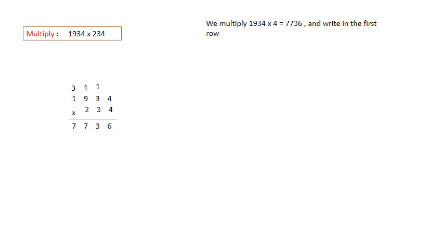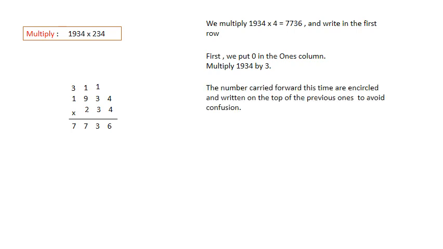Now same thing, put 0 in the ones column and then multiply by 3. We get the result, and then carry forward. Whatever is carried forward, the number is already given there, so carrying again will cause confusion. So we are going to encircle the carry and write it on top of the previous one. When we multiply 1934 by 3, we get 5802. So we place 0 here, and we have written 5802.